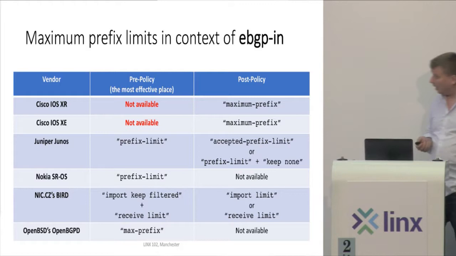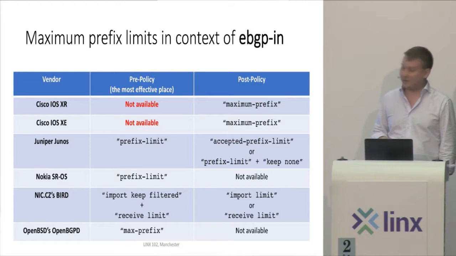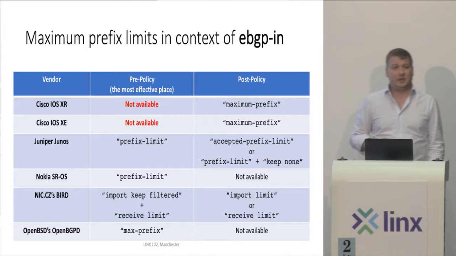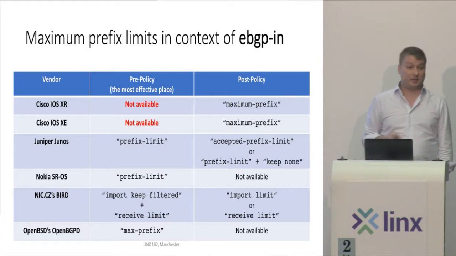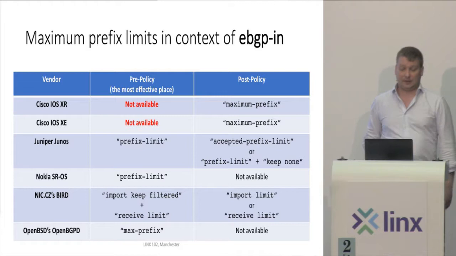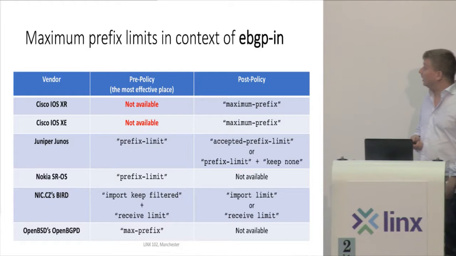On Nokia, it's different. There only pre-policy exists and no post-policy exists. And then there's some other variants. But it's important when you make assessments of your router vendors to verify whether your expectations of maximum prefix limits actually align with reality and whether that is what the vendor is doing. Because to me, it was quite a surprise when we made these tables.